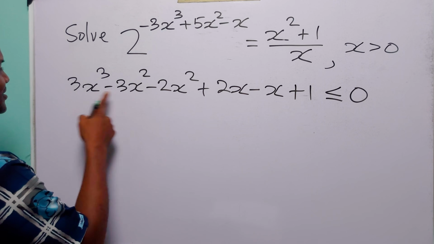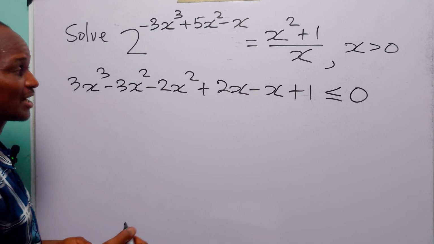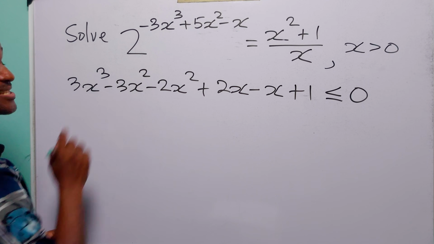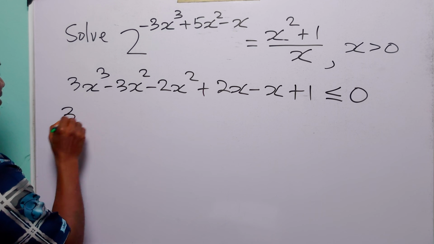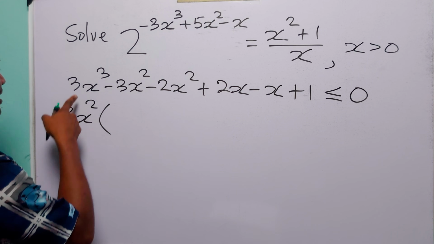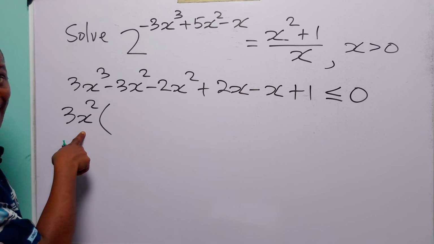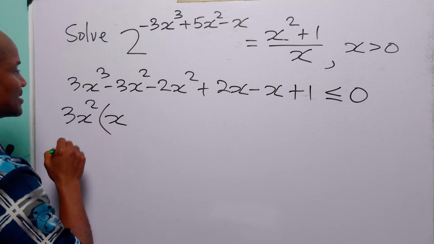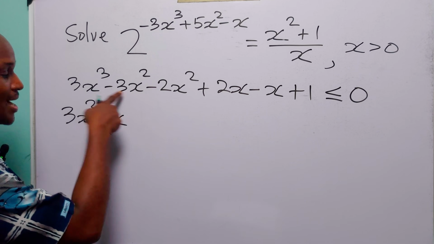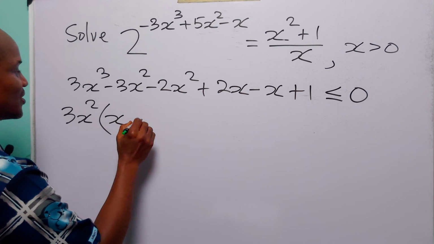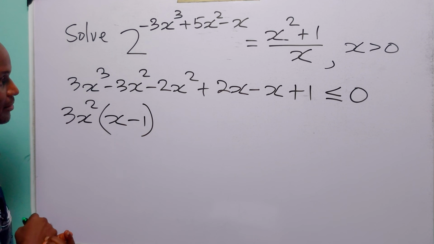Now, when you look at these two terms, you're going to see a common factor, which is 3x squared. So here we have 3x squared. 3x cubed divided by 3x squared is going to give us x. Minus 3x squared divided by 3x squared is going to give us minus 1.